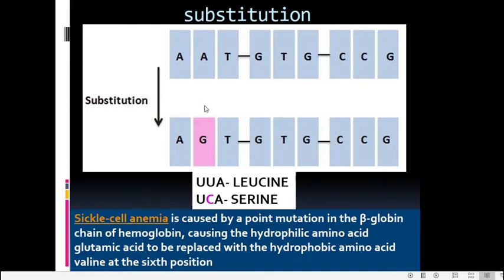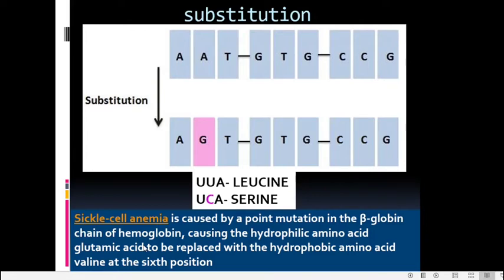And the classical example of a substitution mutation that results in a disorder or a lethal condition is that of sickle cell anemia. This also occurs by a point mutation in the gene that codes for the beta globin chain of hemoglobin. Hemoglobin, as we know, is composed of 2 alpha chains and 2 beta chains.